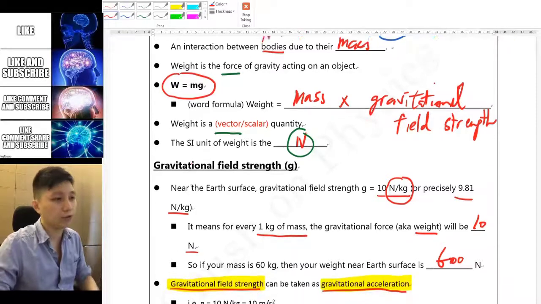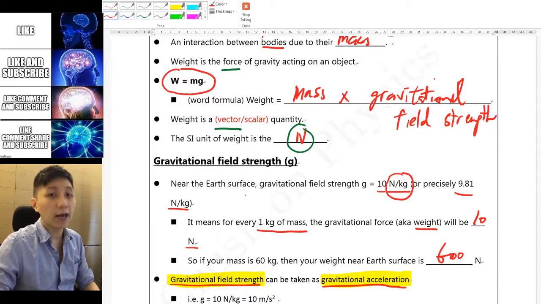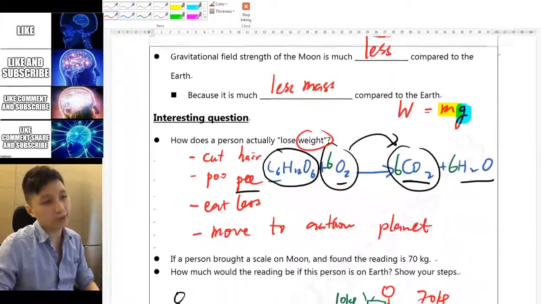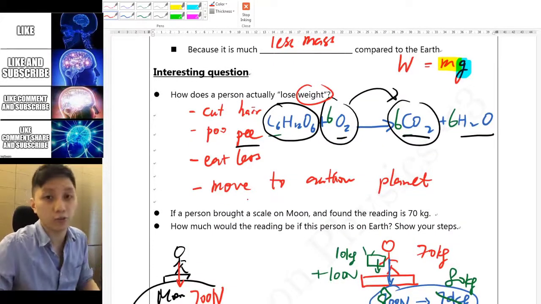Okay, so in this video you learned about the definition of mass and weight, the equation weight equals mg, and also the idea of gravitational field strength. And more importantly, now you can explain to other people how people actually lose weight.